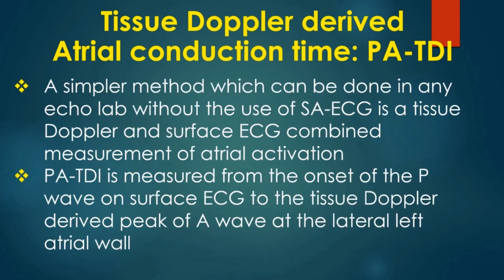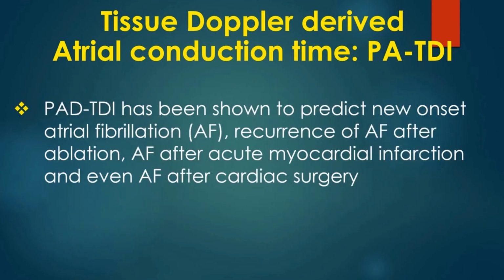A simpler method which can be done in any echo lab without the use of signal averaged ECG is a tissue Doppler and surface ECG combined measurement of atrial activation. PATDI is measured from the onset of P wave on the surface ECG to the tissue Doppler derived PK wave at the lateral left atrial wall. PATDI has been shown to predict new onset atrial fibrillation, recurrence of AF after catheter ablation, AF after acute myocardial infarction, and even AF after cardiac surgery.